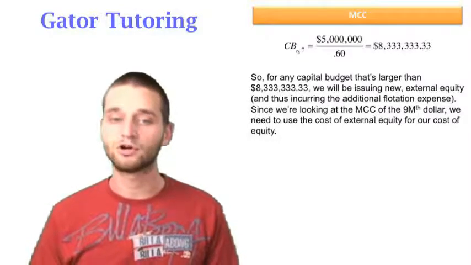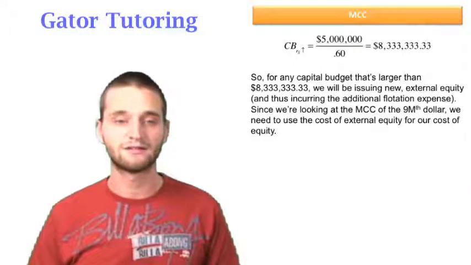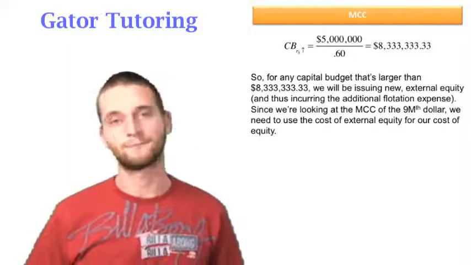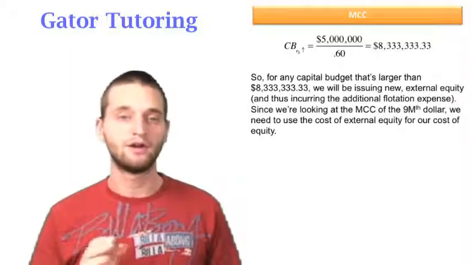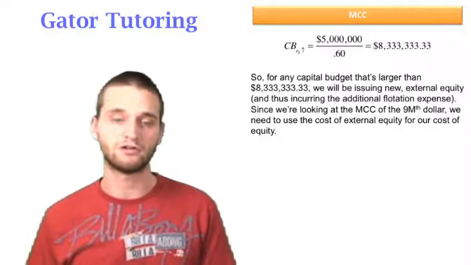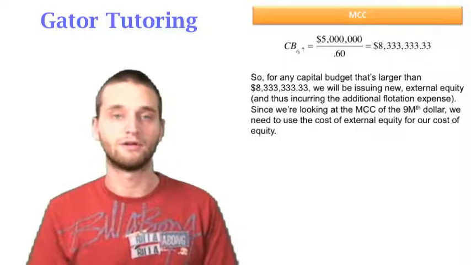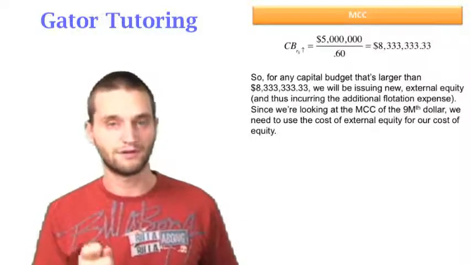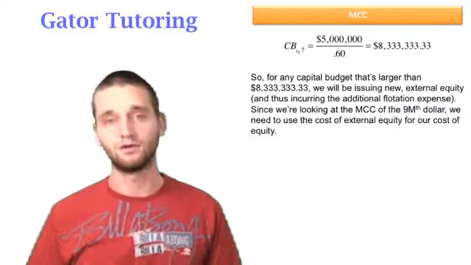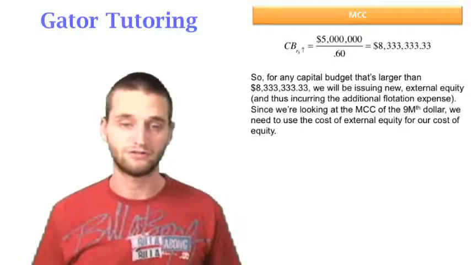Since we're looking at the marginal cost of capital of the 9 millionth dollar, that's what the question asks, we need to use the cost of external equity for our cost of equity. So again, just to recap, you need to find at what point the cost of one of your components is going to increase using this formula. Here we see it's at the point of $8.3 million. Since we're concerned with the 9 millionth dollar, we have to use whatever cost is on the new equity. So we can't just look at retained earnings, we have to look at flotation expenses too.